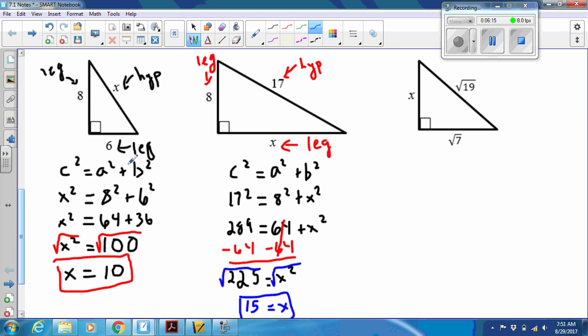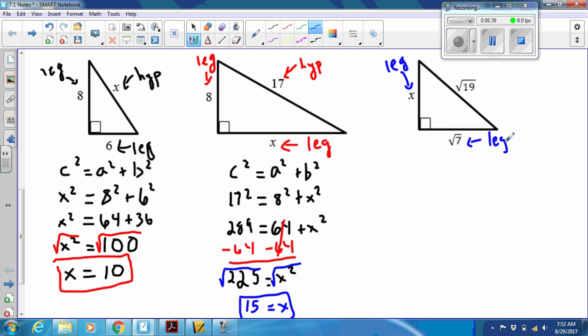Now, if we go to C, you kind of see it's a little bit different because usually we just had whole numbers. But now we have square root of 19 and square root of 7. So let's see how this works out when we are solving our problem. Okay, so if we look here, here's our x. Now, this is what we call our leg, right? Square root of 7 is also a leg.